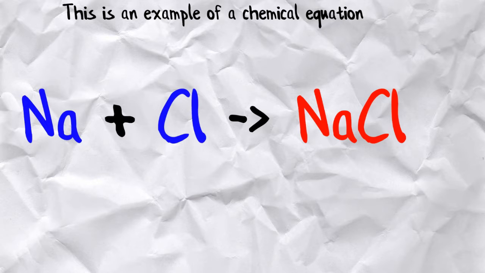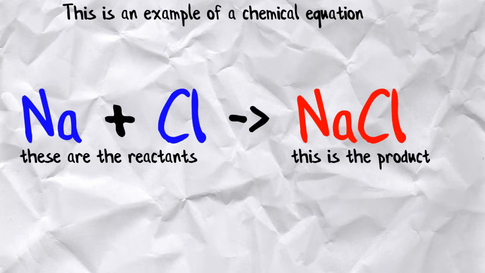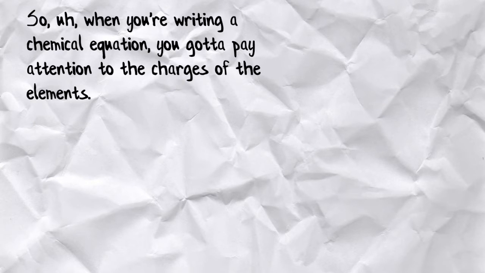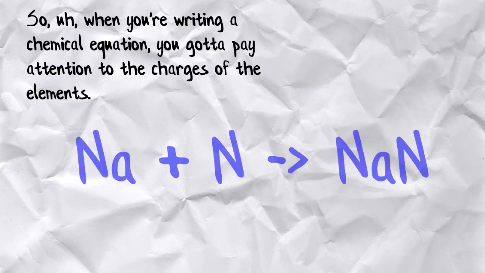This is an example of a chemical equation. These are the reactants. This is the product. Sort of like math. When you're writing a chemical equation, you gotta pay attention to the charges of the elements, so you can't forget those. These are the charges.